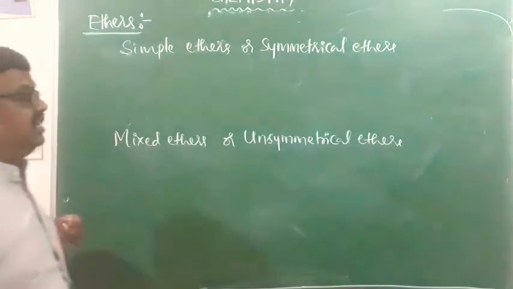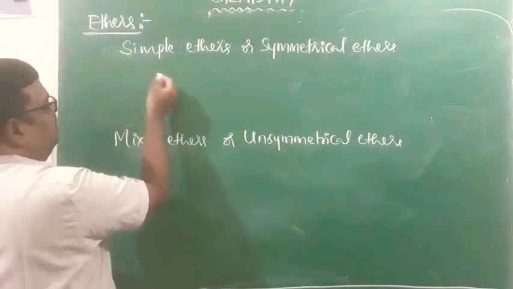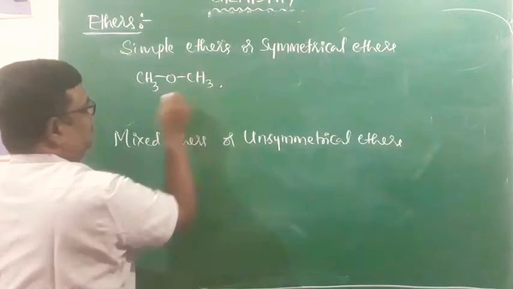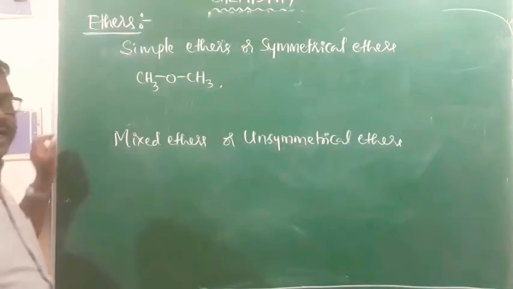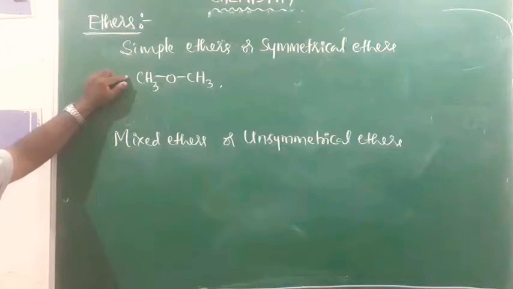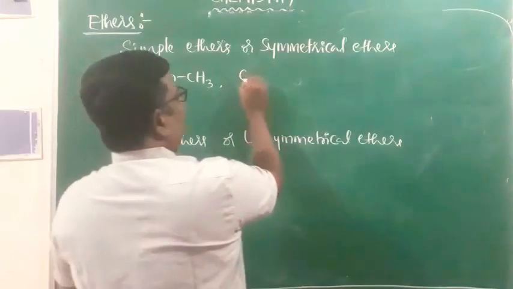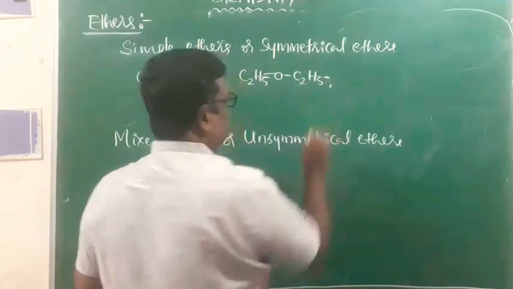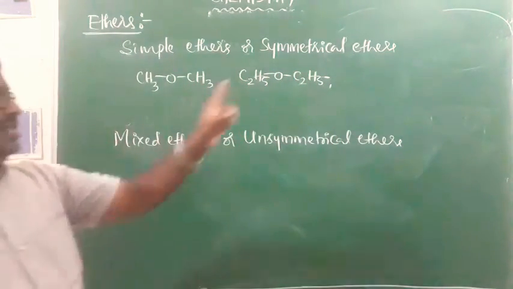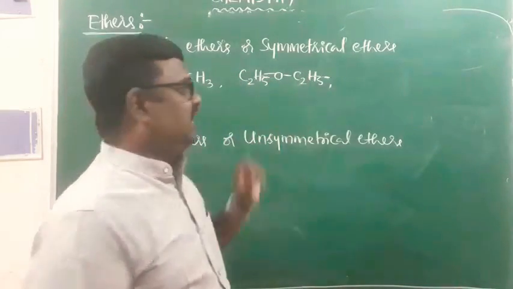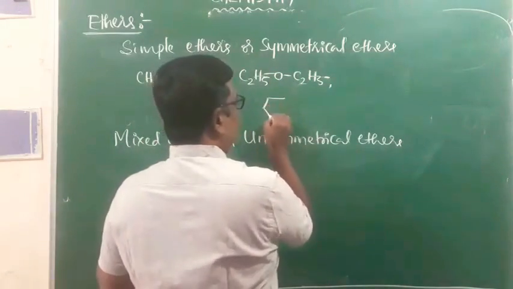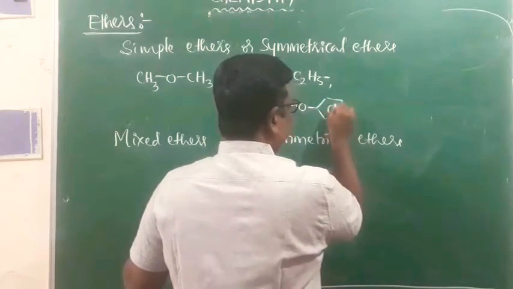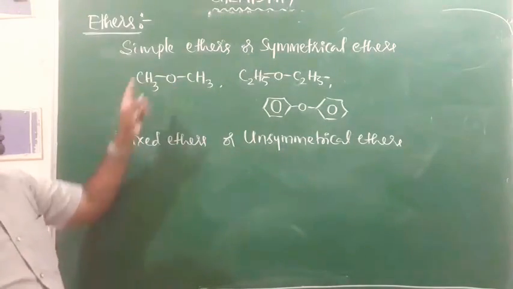In the case of symmetrical ethers, the nature of R groups is the same on either side of the oxygen atom. This is a simple ether, because this is CH3, this is also CH3. Another example is C2H5, O, C2H5. On either side of oxygen you have the same type of alkyl groups. Diphenyl ether is also an example of a symmetrical or simple ether.